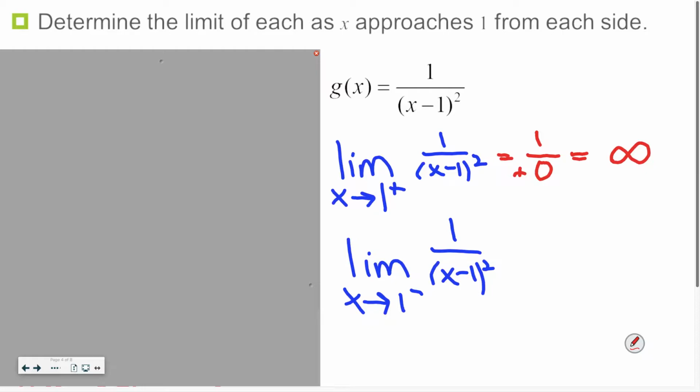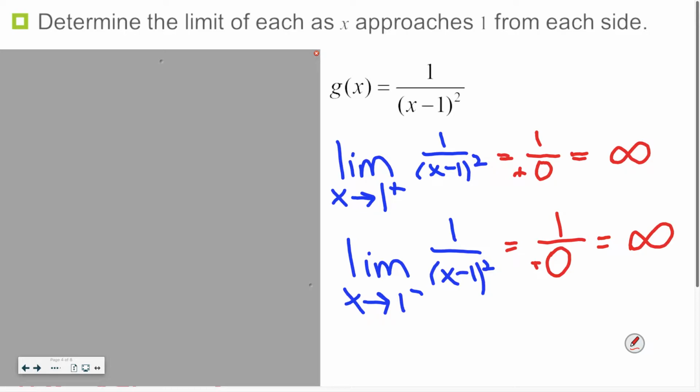Some of you are already a step ahead of me thinking about our left-hand limit. For our left-hand limit, we still have 1 over 0. Now if we plug in numbers just to the left of 1, x minus 1 would be negative, but we're squaring it, so that turns those into positive. So again, we're getting positive infinity.